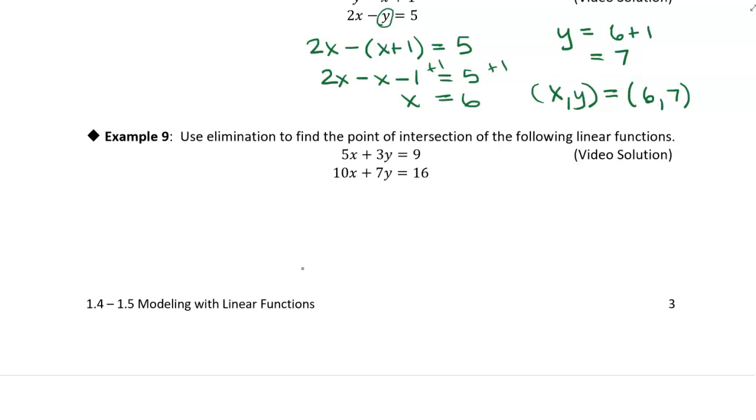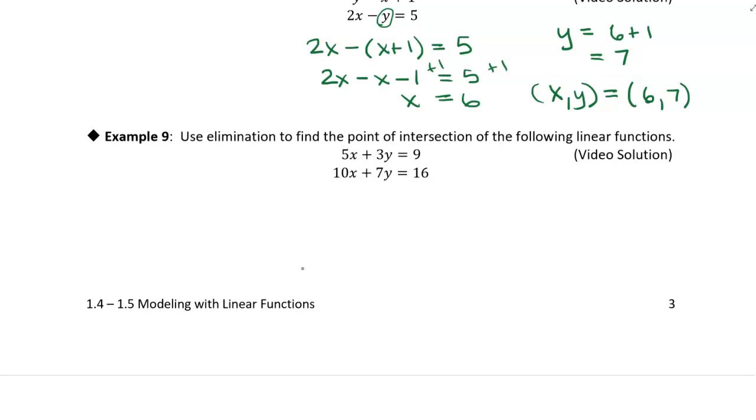If a point is on this line, this is going to be true, right? 5x plus 3y is 9. Same way with the second equation, right? It's telling us 10x plus 7y is 16. So any point on that line satisfies that equation. And so if we can add these two equations together, we get another true statement.